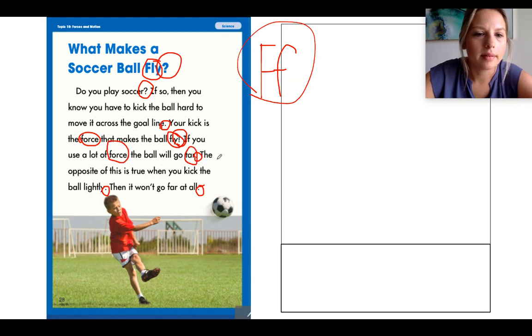Ooh, there's a lot. How many F words did you find? Found 1, 2, 3, 4, 5. I found 5. How many did you find? Oh, there's 6. I skipped one. See, I gotta check.